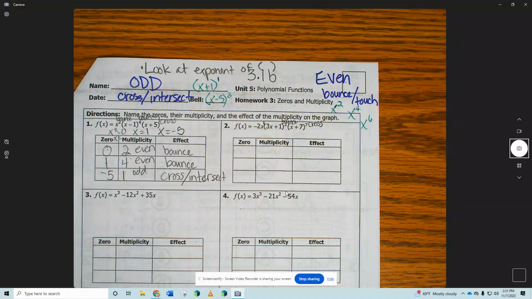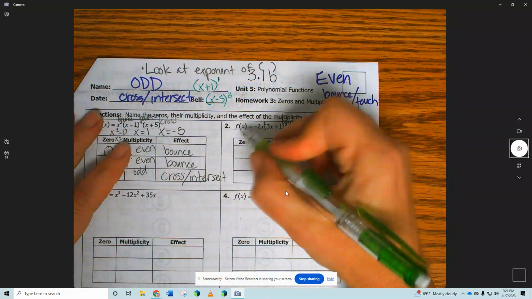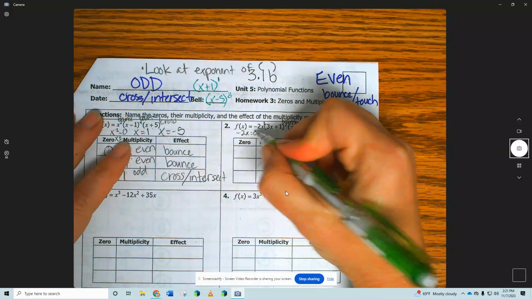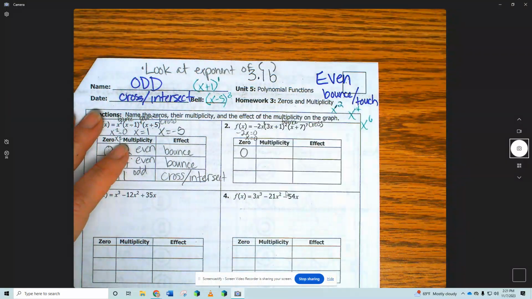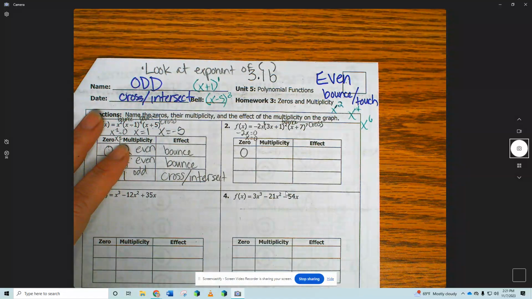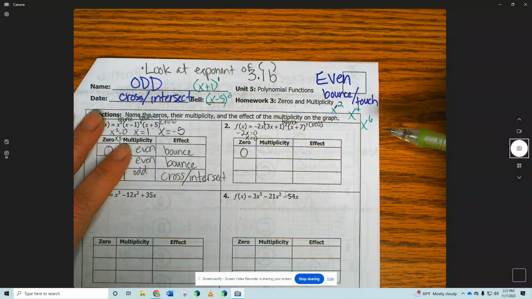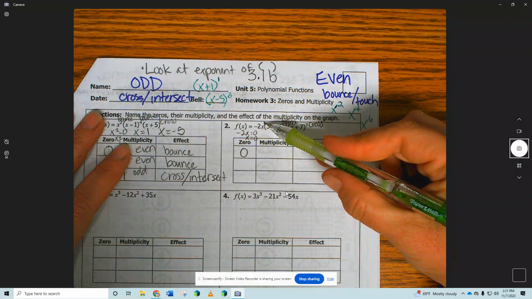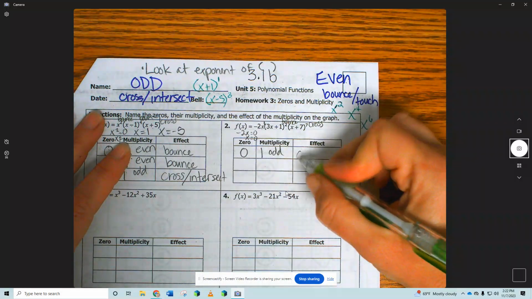Okay. Now you have to solve it and fill in the chart. Negative 2x equals 0. That ends up being x equals 0. 0 is where I'm going to draw a point. So I'm looking and solving for x. And then you are looking and saying, well, it's a 1. That's odd. And odds cross or intersect.